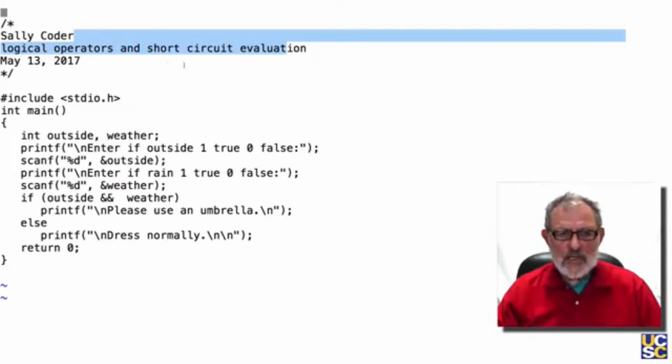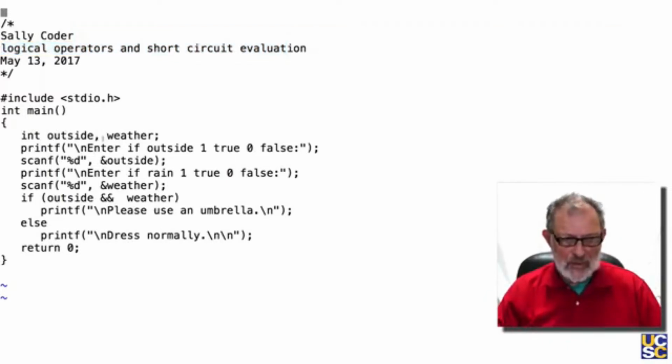This is a program that's going to tell us whether to take an umbrella when we go outside or not. First off, we have to know whether we're outside. We don't need an umbrella on the inside, and we have to know the weather, and we're just going to use very simple values. Outside is going to be assigned 1 if we're outside, 0 if we're inside. Weather is going to be assigned 1 if it's raining, and 0 if it's not raining.